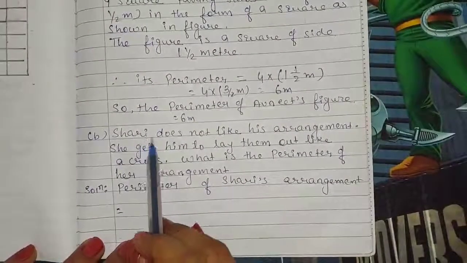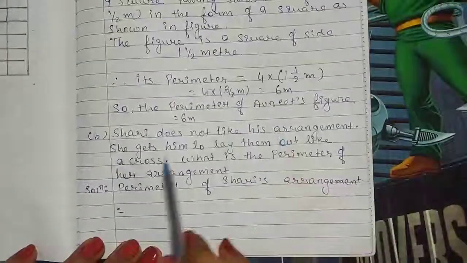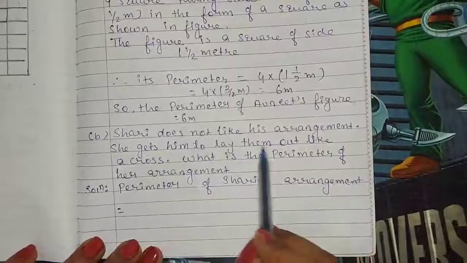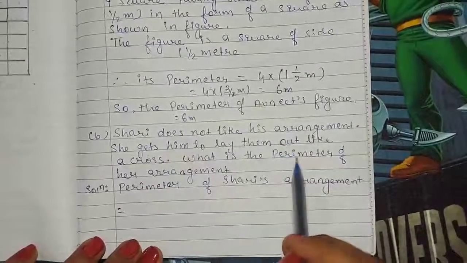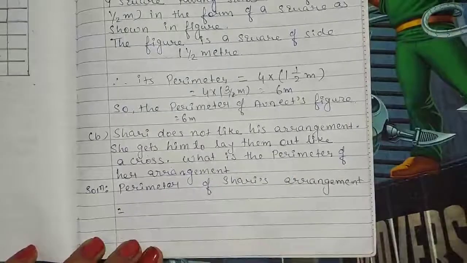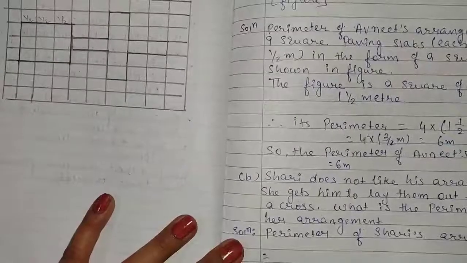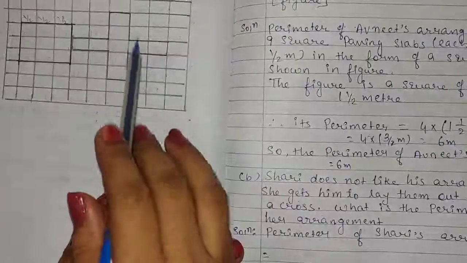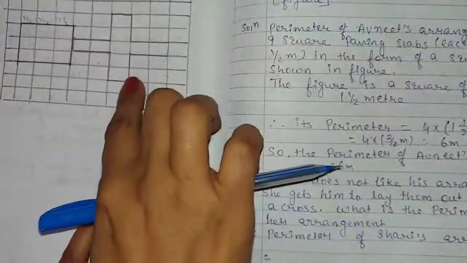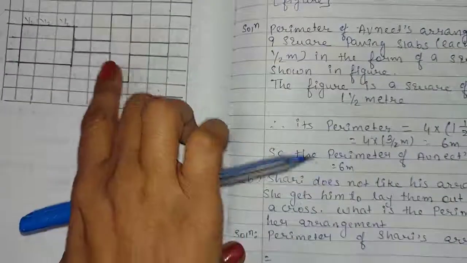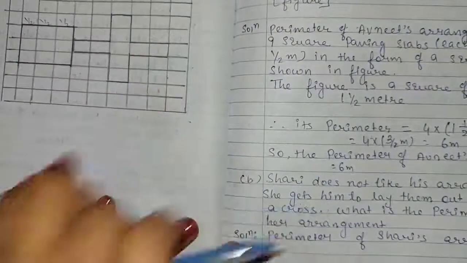Question number B. Sherry does not like his arrangement, so she gets him to lay them out like a cross. What is the perimeter of her arrangement? Students, you can see in this figure, this is the cross arrangement made by Sherry. Now let us find the perimeter of this cross.